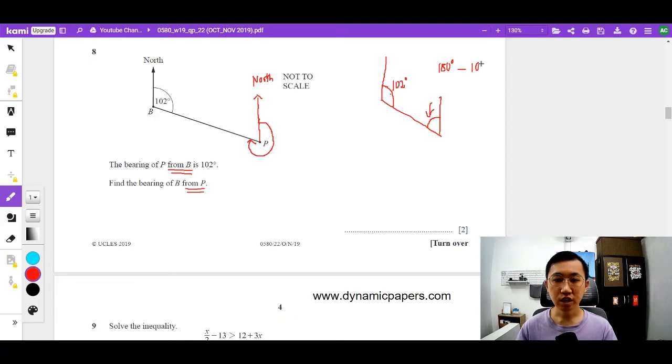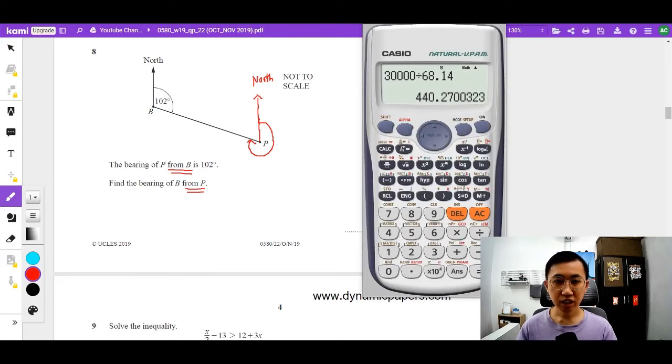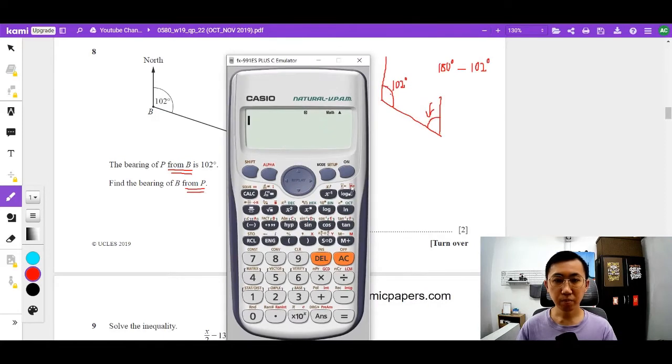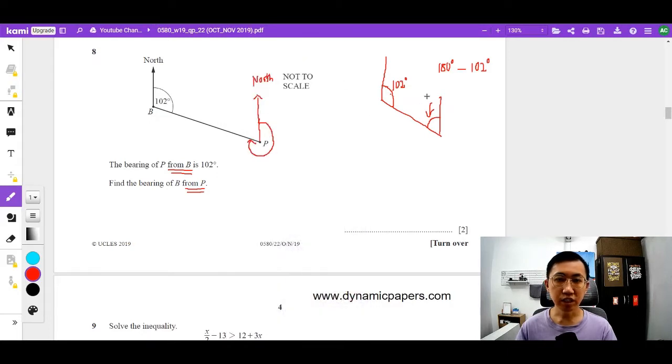So let's use our calculator to find out. So 180 degree minus 102. Okay, teacher can see is going to be 78 degree. So label here 78 degree. Right, label your diagram over here will be 78 degree. So in order to find the bearing of B from P, which is this angle I'm highlighting, you take 360 minus 78. So take 360 degree minus 78 degree.